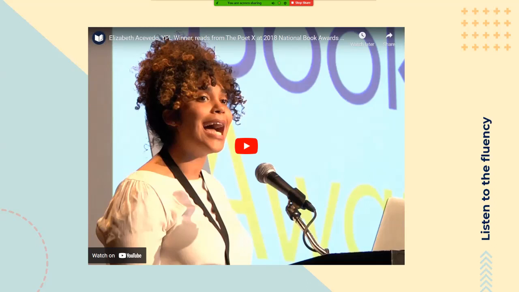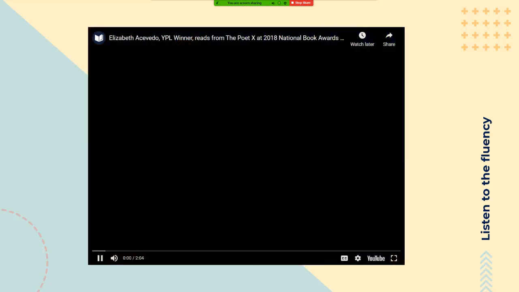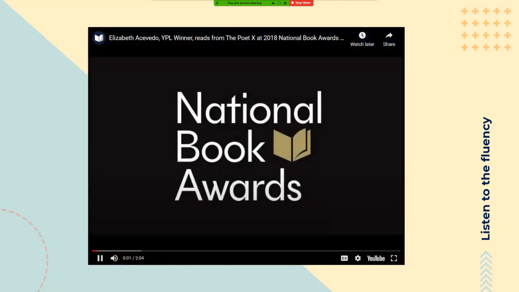And I want you to think about what it would be like for a student to read maybe one passage like she does. Her book is cut up into very short pieces. But if our students were to do repeated readings of this and performances of a small section, like she does in this presentation she gave when she won the National Book Award.